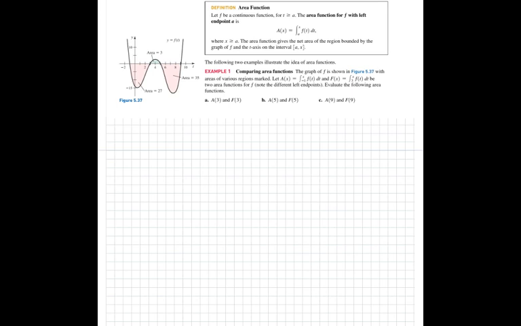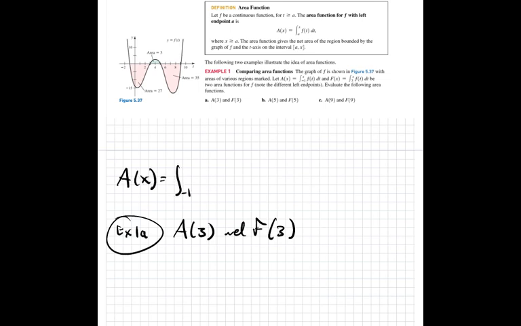So let's do it like this. I usually like my paper. Okay, and we're going to go here. So for example 1a, we're asked to find A of 3 and F of 3. Let me move this down a little bit. We're given that A of x is the integral from -1 to x of f of t dt.